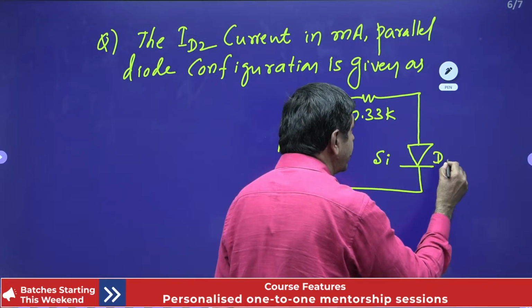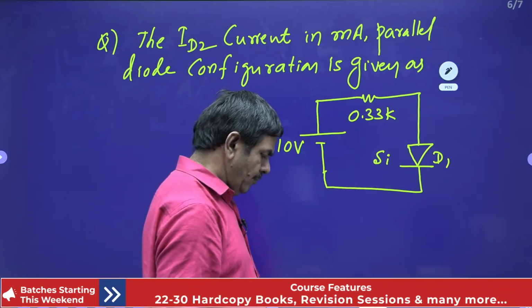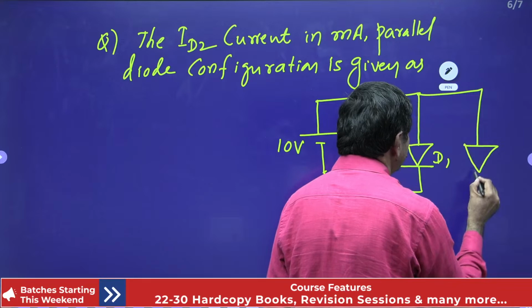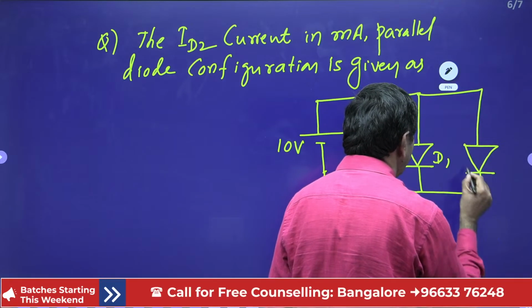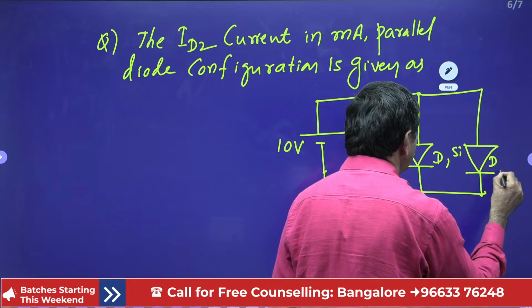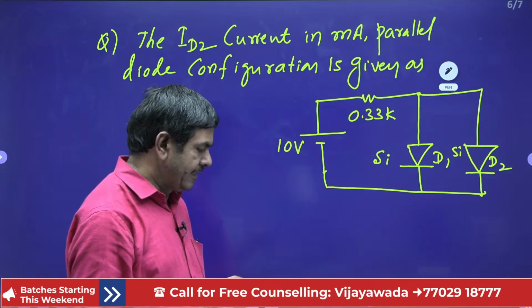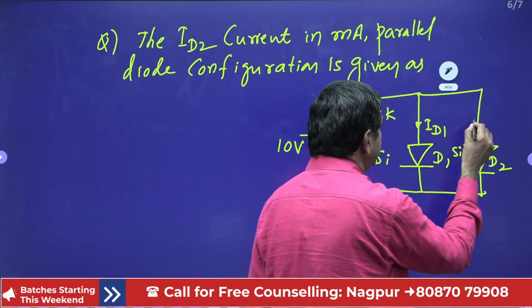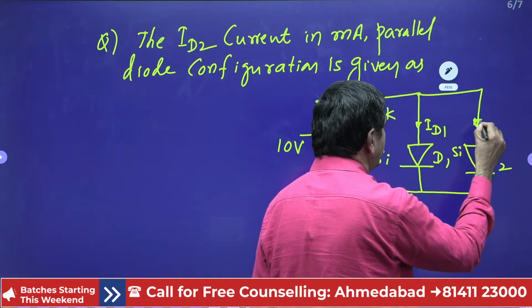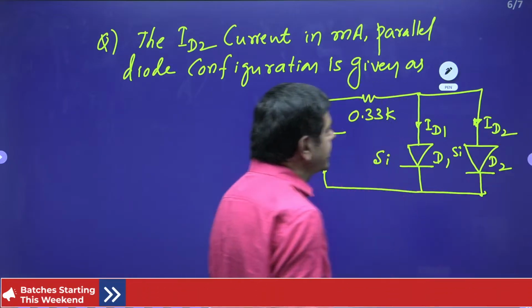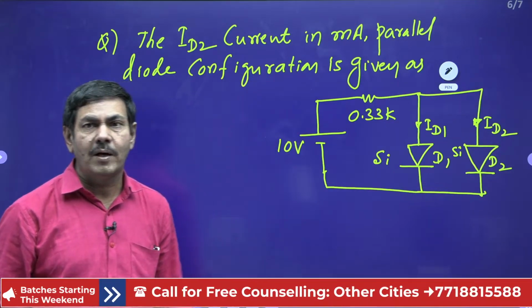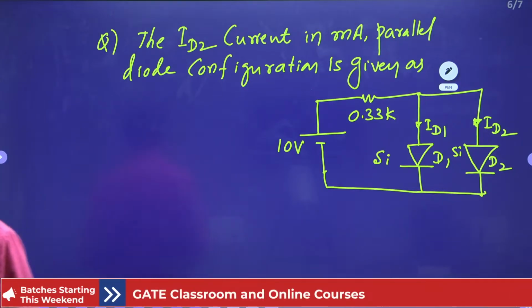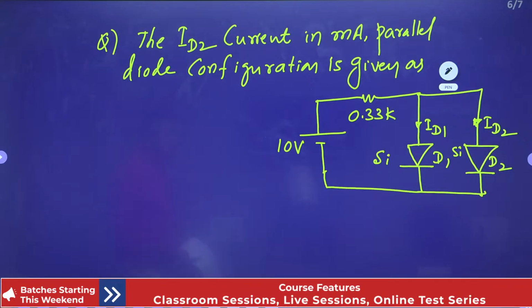I will take this as diode D1. And one more diode is connected this side, parallel to this. It is also made of the same silicon. It is diode D2 here. Yes, that is the given problem. This current is ID1, and this current is ID2. It is asking to measure ID2. What ID2 current passes is required. Please try this question without my help.